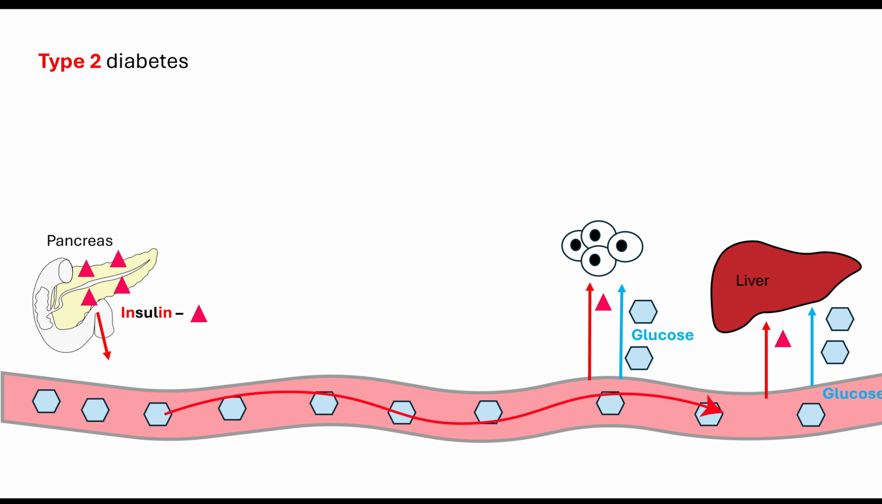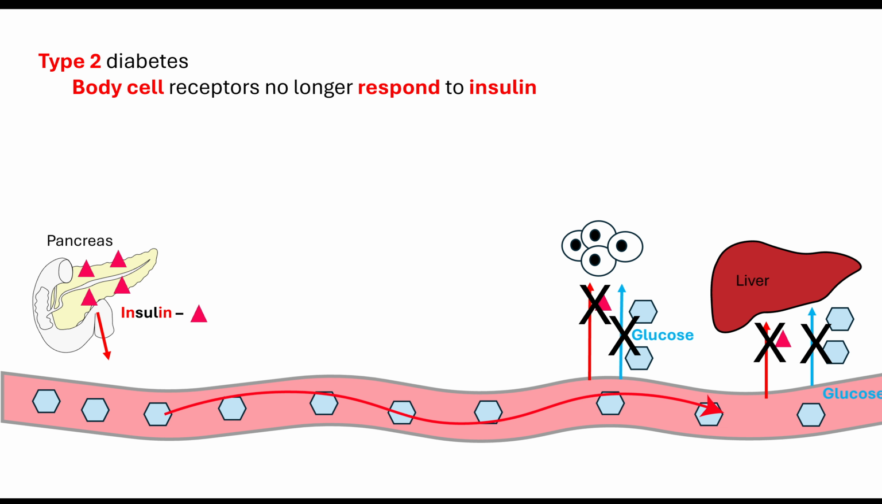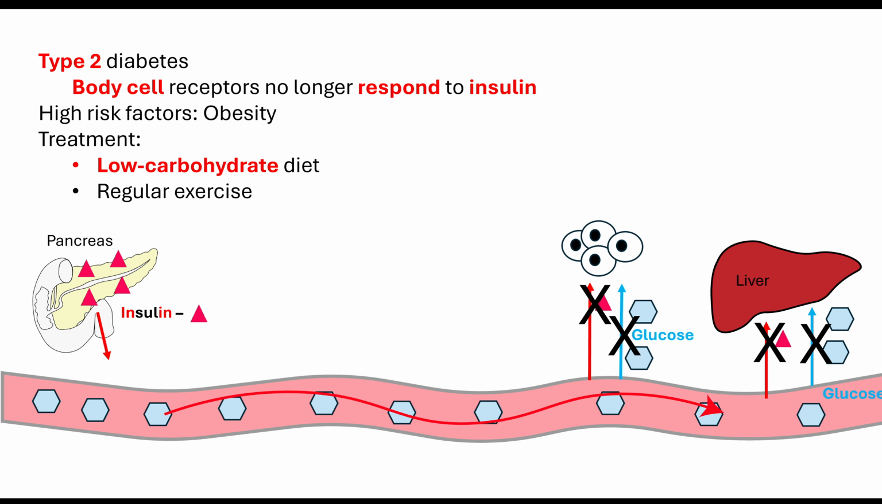Now, if you're a type 2 diabetic, that is different, because it's not that your body can't produce the insulin. Instead, your body cells are not able to respond to the insulin. The body cell receptors no longer respond to the insulin, therefore the glucose is not removed from the bloodstream. If you are type 2 diabetic, there is a high risk factor of you ending up with obesity. Therefore, the treatment for someone who's type 2 diabetic includes a low carbohydrate diet. Glucose is a carbohydrate because it contains carbon, hydrogen, and oxygen only.